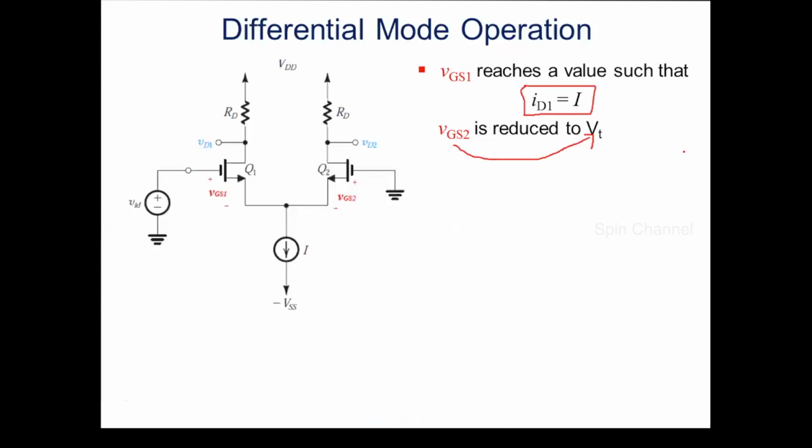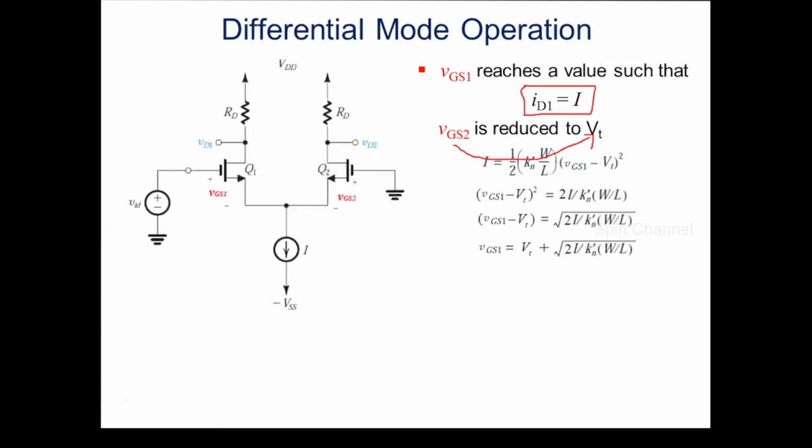The value of VGS2 will take a value VT, so no current will flow through transistor Q2. The entire current I will flow only through the transistor Q1. Now, what is the value of VGS1 that makes the entire current flow in the first transistor? We take that from the drain current expression. We know that I is equal to 1/2 Kn dash W by L into (VGS1 minus VT) the whole square. From this expression, VGS1 is equal to VT plus root of 2I divided by Kn dash W by L.